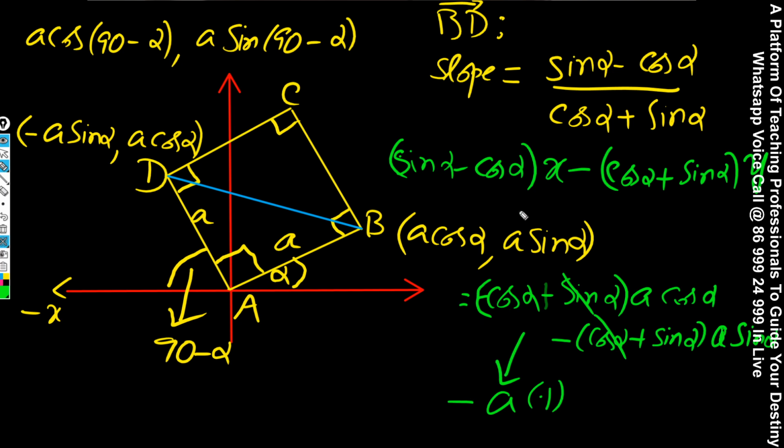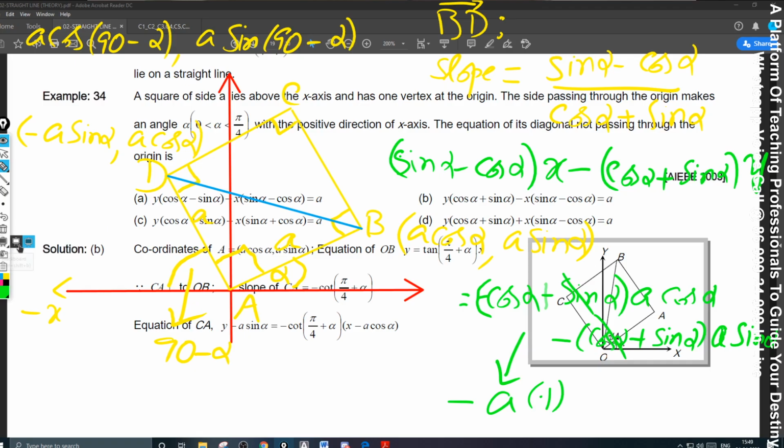Multiply throughout with minus. Then what happens? This becomes cos alpha plus sin alpha into y, and it is minus x into sin alpha minus cos alpha is equal to a. This will be given in the modified form. Let us check it out. Is it y into cos alpha minus sin alpha? No. It is y into cos alpha plus sin alpha, it is there. Minus x into sin alpha minus cos alpha, it is there. That is equal to minus a becomes plus a. So your answer must be B.